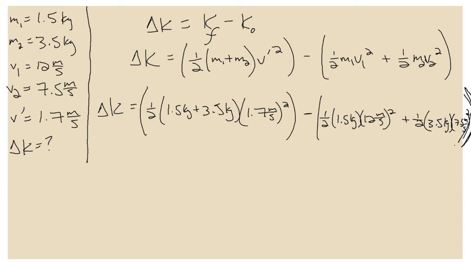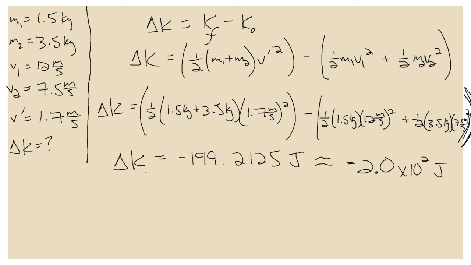And so when you do that math, you end up getting an answer for the final kinetic energy somewhere around 7. You end up getting an initial kinetic energy value for this term that's somewhere in between 200 and 210. And so when you do that math completely, you plug it all into your calculator, you should get an answer of negative 199.2125 joules, which we can say here, because all the numbers are given to two significant figures, we can write negative 2.0 times 10 to the 2 joules.